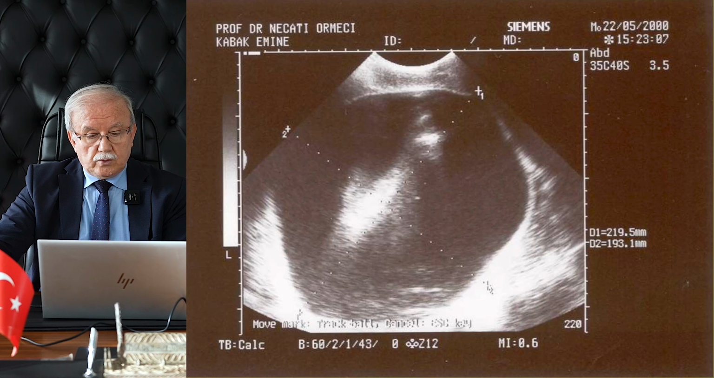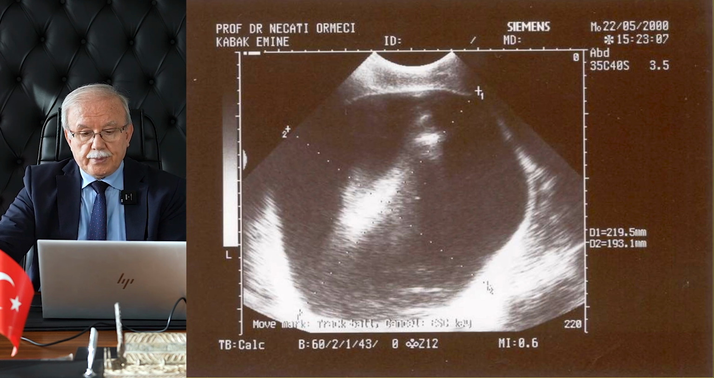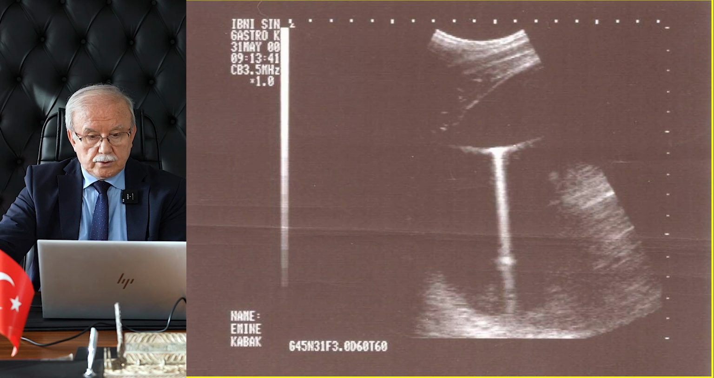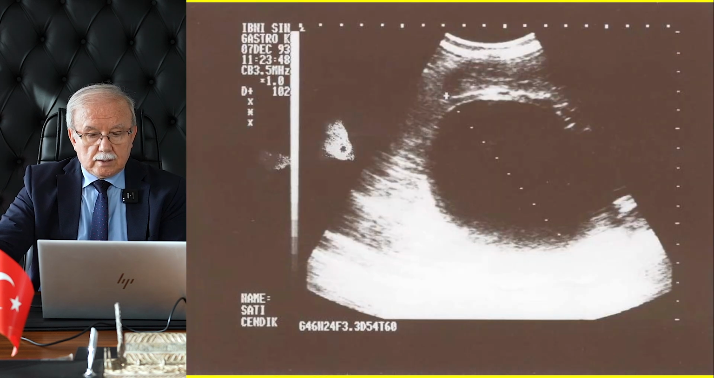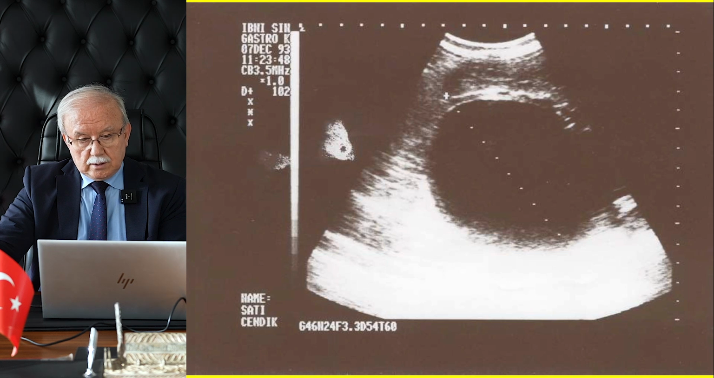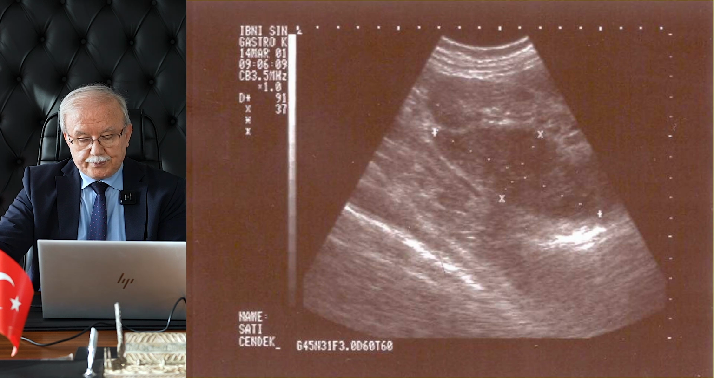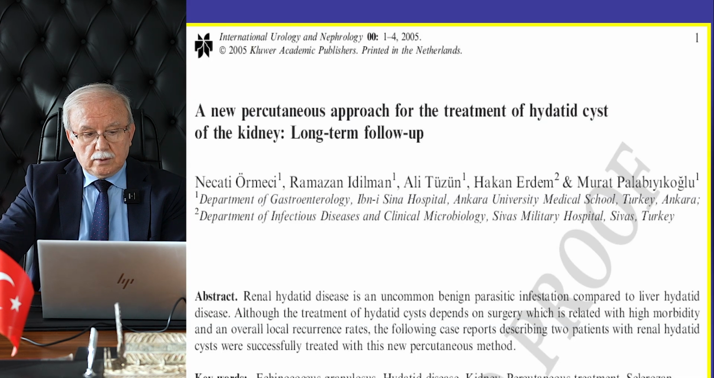Kidney hydatid cyst we can also treat easily. You see here a huge hydatid disease in the kidney, 219 millimeters in diameter. This is the needle during the treatment. After that, of course, it was cured. This is another one, type 1 in the kidney. After treatment, solidified, you see, in the kidney. The kidney article was published in 2005 in International Urology and Nephrology.